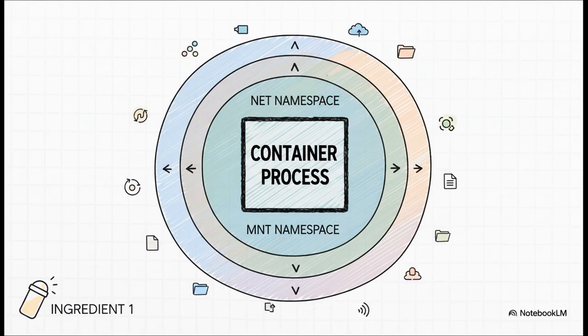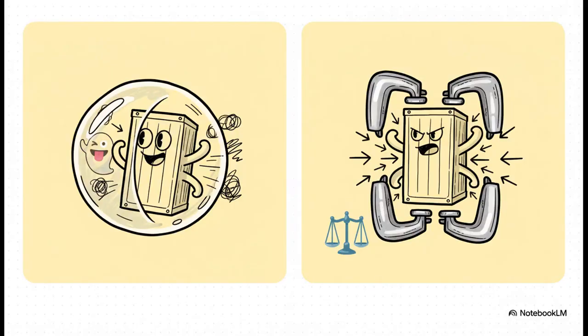A net namespace gives it a private network. MNT gives it its own file system. You get the idea. Namespaces basically just hide the rest of the system from that one process. But just hiding things isn't really enough, is it?